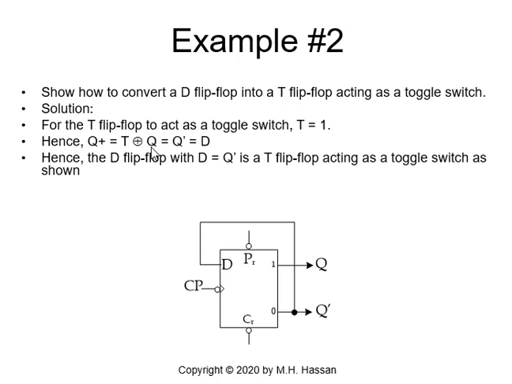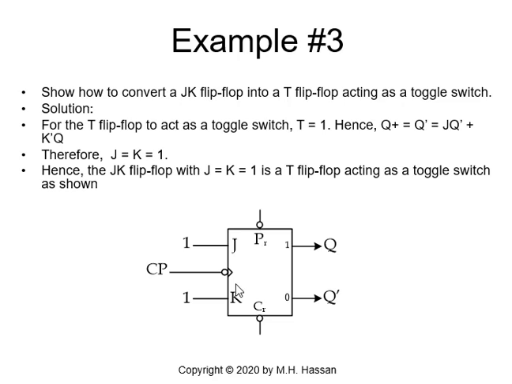So Q prime is equal to D, because Q plus is equal to D for the D flip-flop. So just make a feedback here, a short circuit between Q prime and the input D, and this will be a toggle flip-flop. A toggle flip-flop is a beautiful device if you would like to build a counter using D flip-flops. We'll talk about counters in the next chapter. Hence, the D flip-flop with D equal to Q prime is the T flip-flop acting as a toggle switch, as shown here.